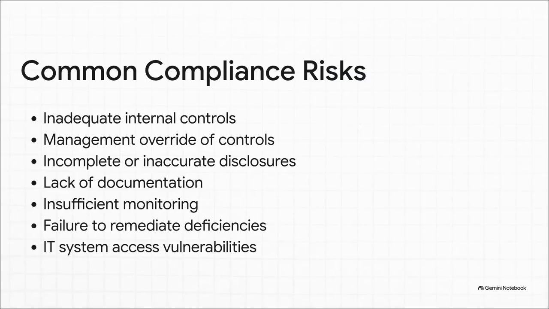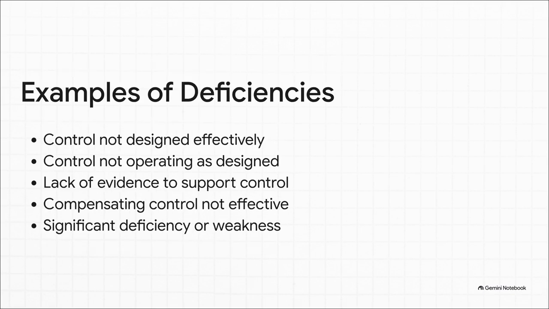But where do things actually go wrong? Let's look at the common SOX compliance risks. You've got inadequate internal controls, management override of controls, incomplete or inaccurate disclosures, lack of documentation, insufficient monitoring, failure to remediate control deficiencies, and IT system access vulnerabilities. Two of those are absolute real-world traps: management overriding their own rules and IT system vulnerabilities. I mean, if an executive can just bypass the system, or if anyone can hop into your financial software unchecked, your entire control environment just collapses. Let's move on and see how this builds into examples of deficiencies.